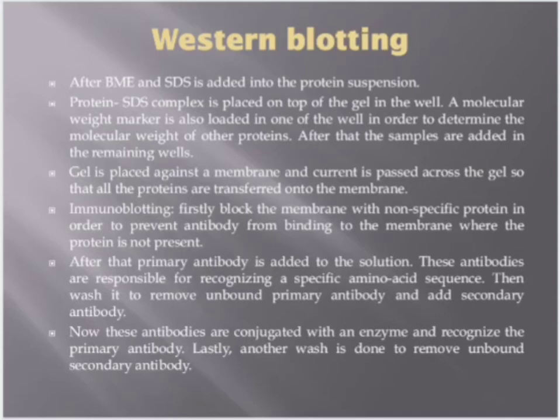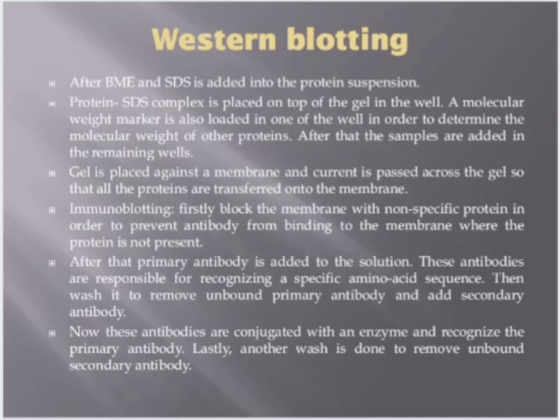In this method, firstly block the membrane with non-specific protein in order to prevent antibody from binding to the membrane where the protein is not present. After that, primary antibody is added to the solution. These antibodies are responsible for recognizing a specific amino acid sequence. Then wash it to remove unbound primary antibody and add secondary antibody. Now, these antibodies are conjugated with an enzyme and recognize the primary antibody.